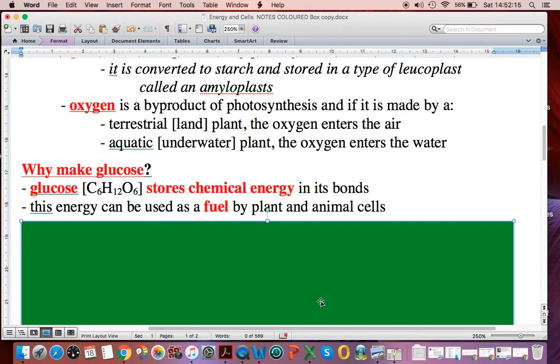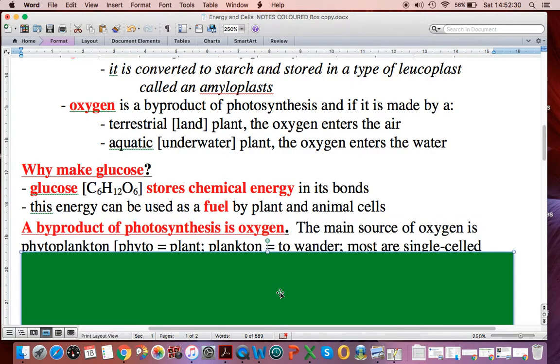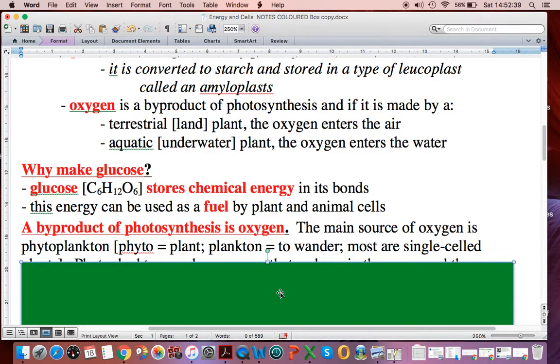So it says, why make glucose? Well, glucose allows us to store chemical energy in the bonds of this molecule. And that means those bonds can be unleashed to produce energy. In other words, the glucose is going to be the fuel. So if you have a car, the fuel is gasoline. If you're an animal, if you're a plant, your fuel is going to be glucose.